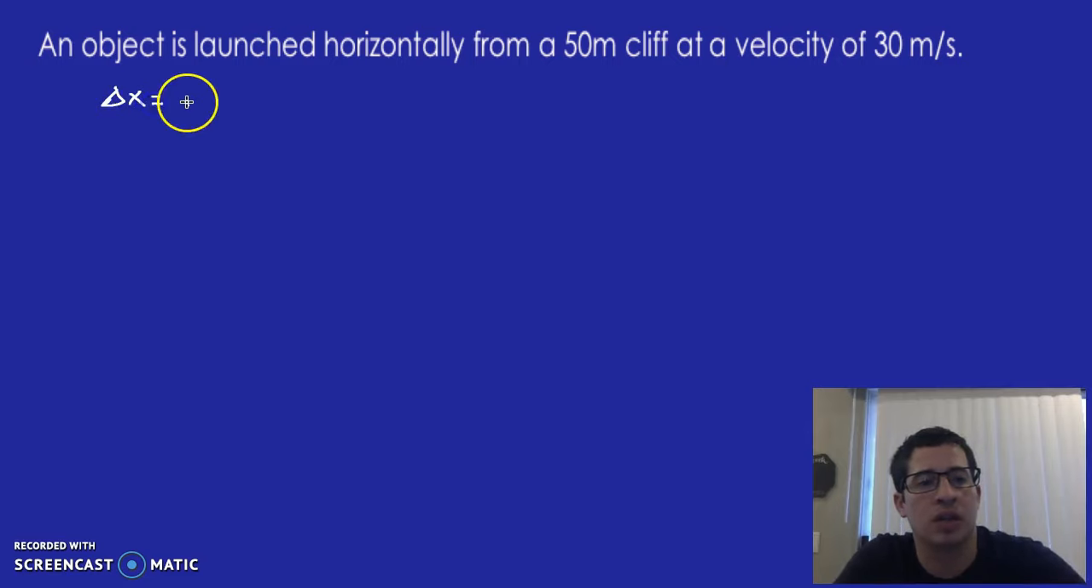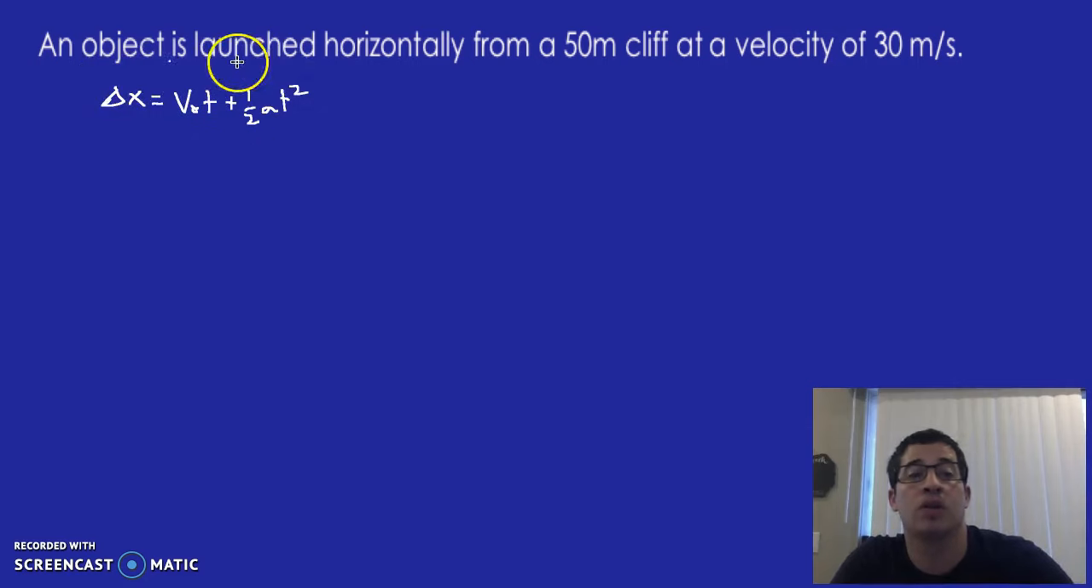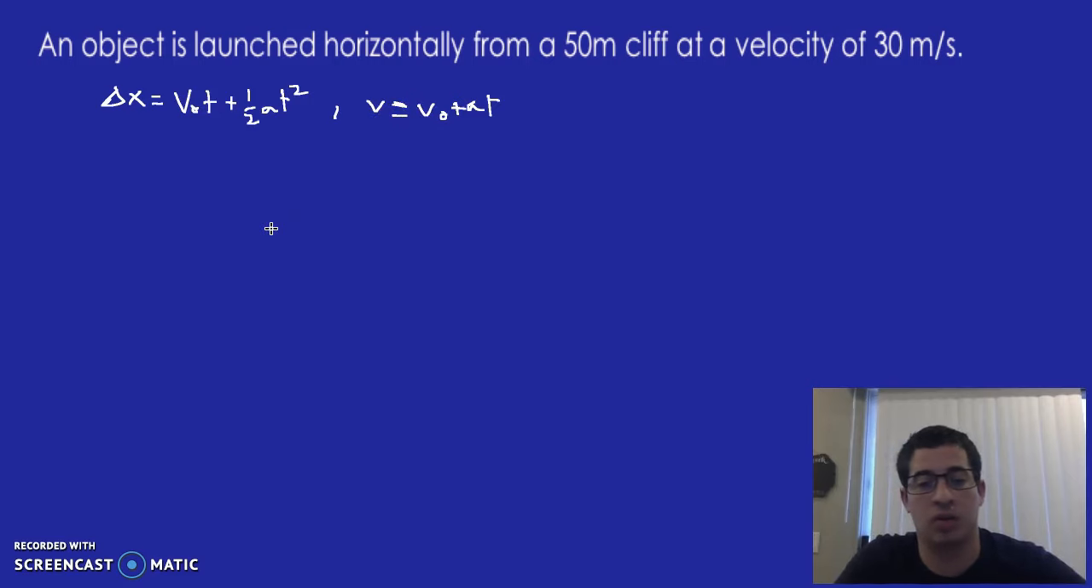Delta x equals v naught t plus 1/2 at squared. So we're going to build equations using that and using this one right here. We're going to get equations for velocity and position for x and for y. That's the goal of this video, and that would be it.